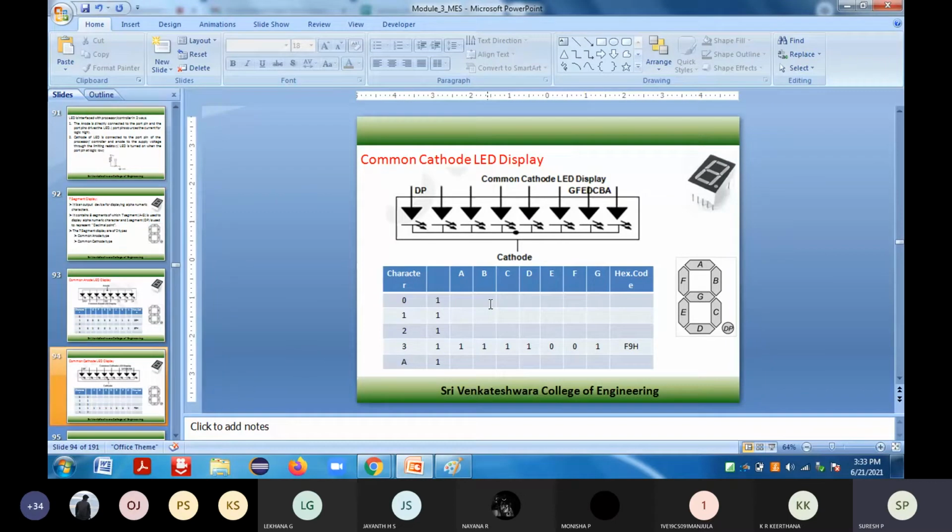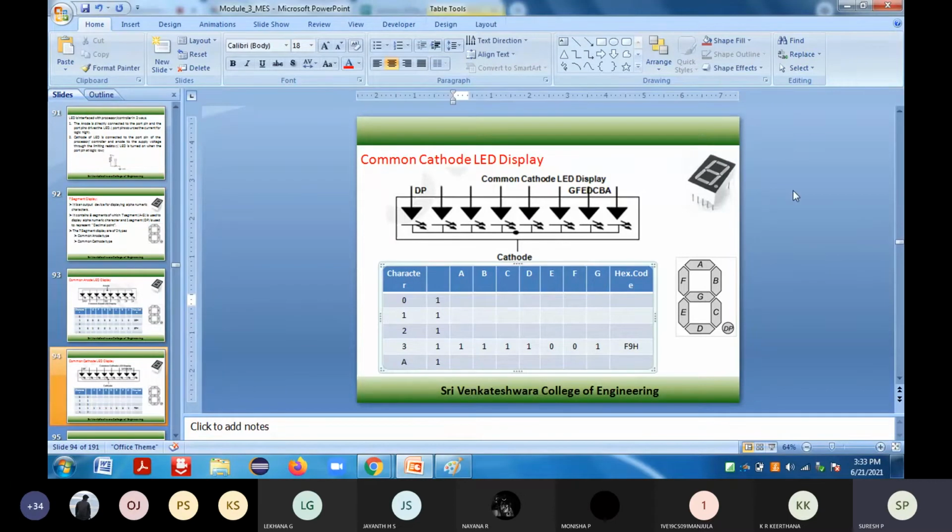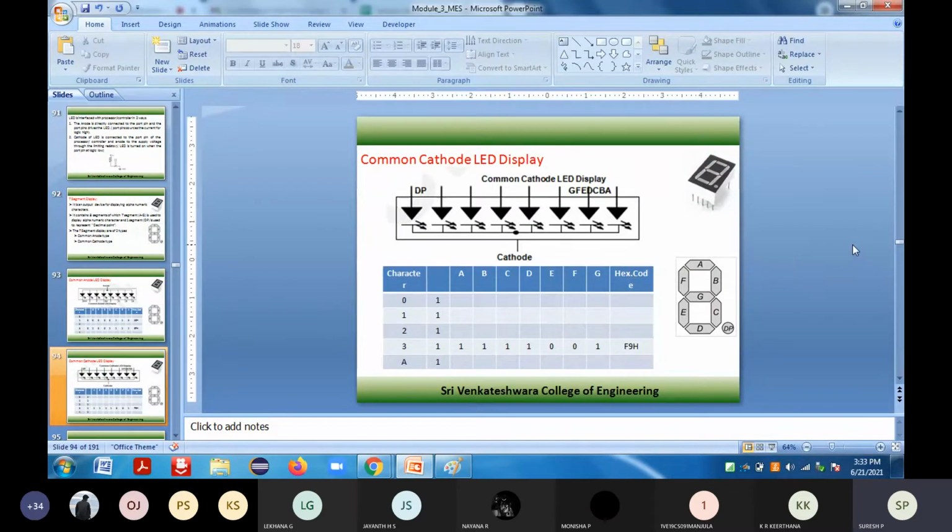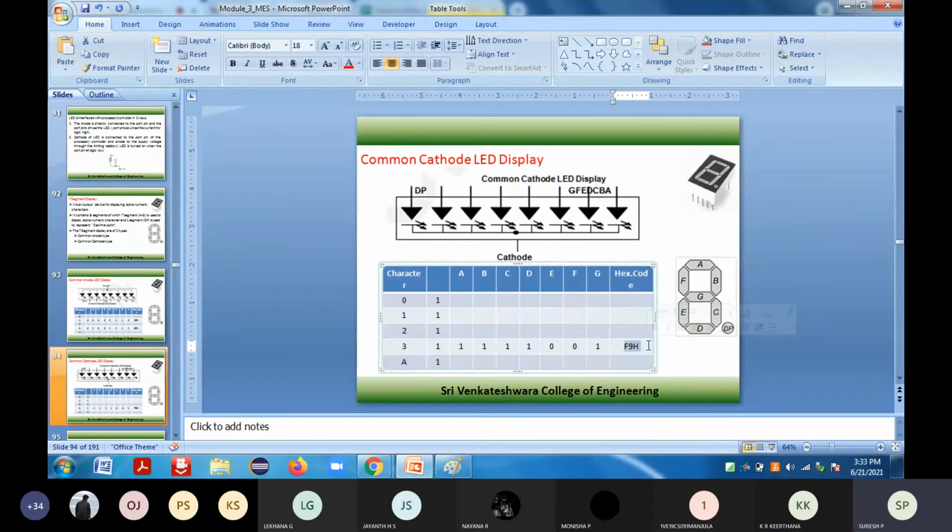You have to keep that in your mind when you are representing using hexa code, because this particular code is what you are going to use when you are making use of microprocessor programming. When you're doing the programming and interfacing, you have to send the corresponding hexadecimal code to that particular microcontroller to display, like F9H. To display a particular number, whatever corresponding hexa code you require, you need to transfer that code there.